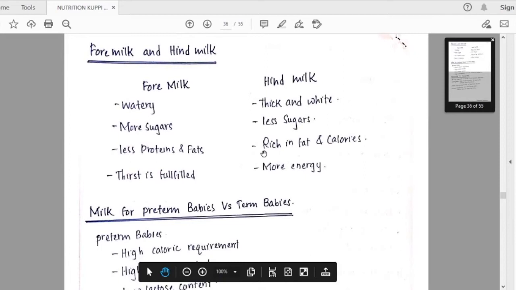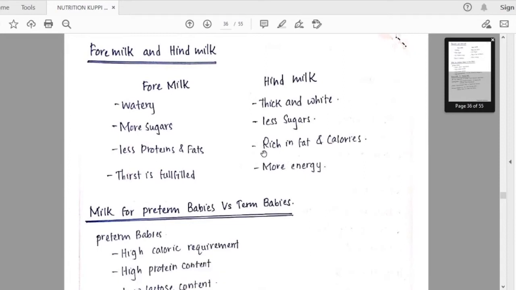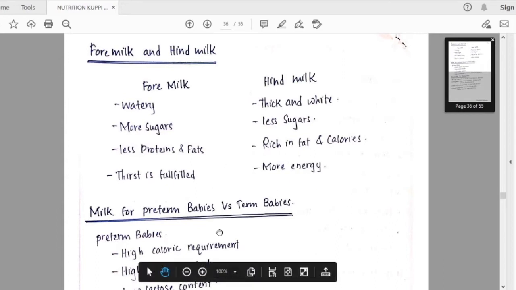Foremilk is more watery, with more sugars, less protein and fat, and the thirst is fulfilled. Hindmilk is thick and white, with less sugars, rich in fat and calories. It has more energy.